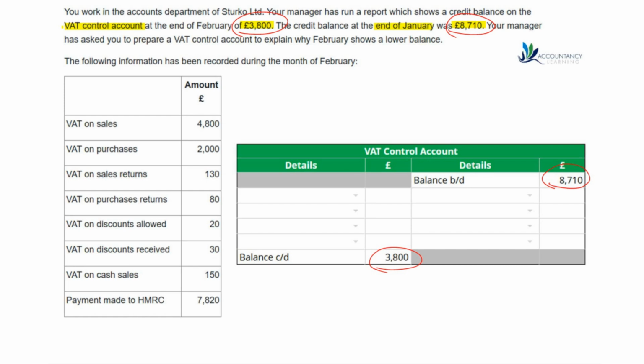So VAT on sales, so this is the sales that we've made to customers, so therefore it's a liability for us to pay HMRC. So that would go on the credit side of our VAT control account. So remember, anything that increases the liability will be on the credit side, and anything that decreases the liability will be on the debit side. So VAT on purchases, so this is what we're going to claim back from HMRC, so that will reduce our liability.